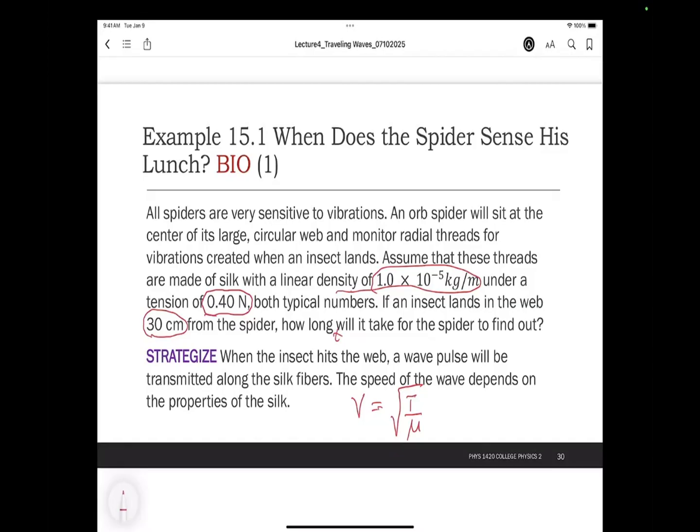Am I right? So here, based on this number and this number, you can calculate the velocity for this wave. And the distance between the spider and the insect is 30 centimeters, which means you have the distance, you have the velocity, and you can easily get t. Am I right? t equals distance divided by velocity. How long will it take to cover this distance with this velocity? Does it make sense to you?